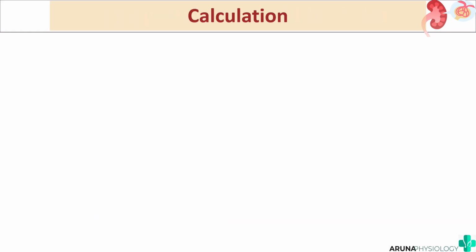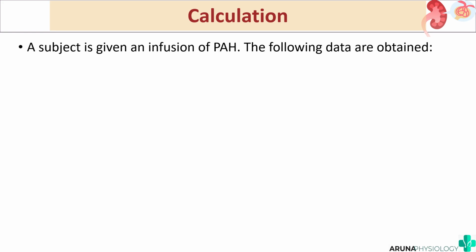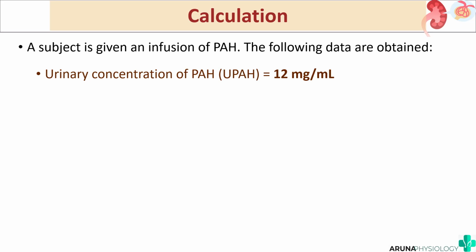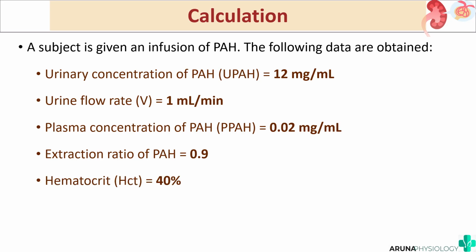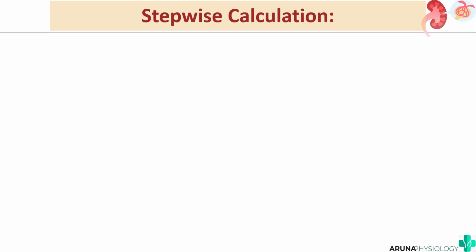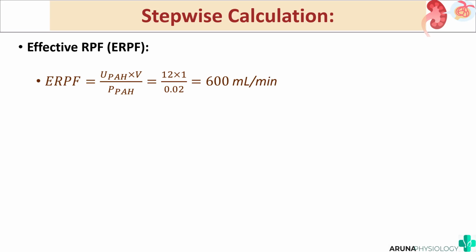So we'll just now try practicing substituting these formulas. Suppose the subject is given an infusion of PAH and the following data is obtained. Urine PAH is 12, urine flow rate is 1, plasma concentration of PAH is 0.2, extraction ratio 0.9, hematocrit is 40%. What is the renal blood flow? You can try doing this sum and substituting. First we have to find out the effective renal plasma flow. For that, substitute the values. You will get a value like 600.